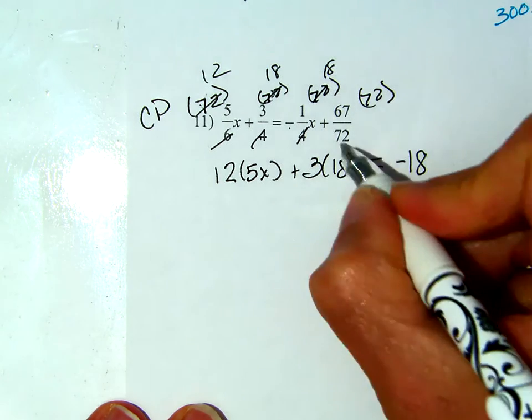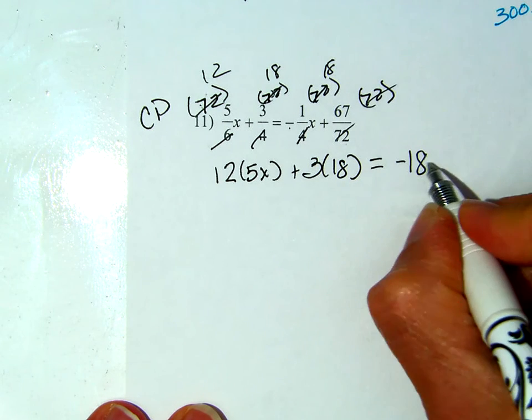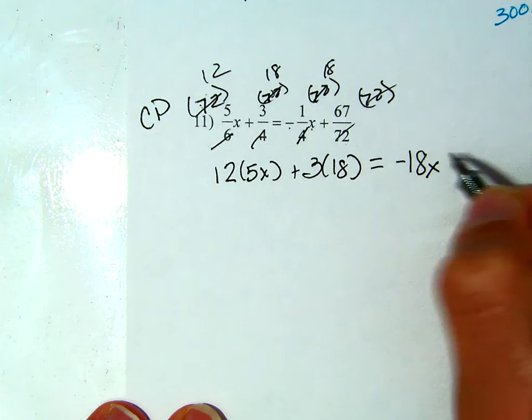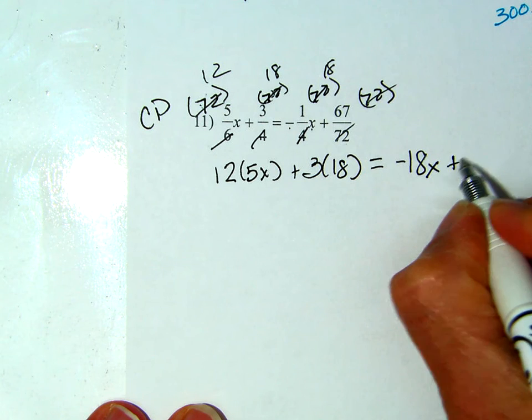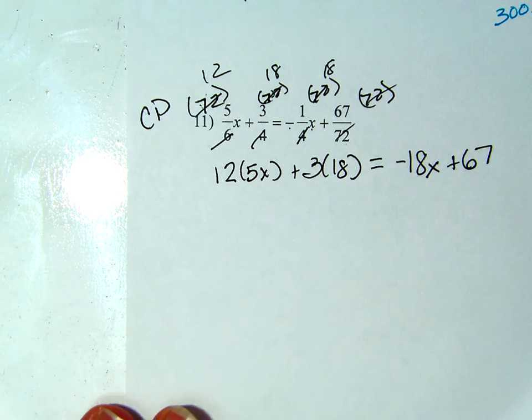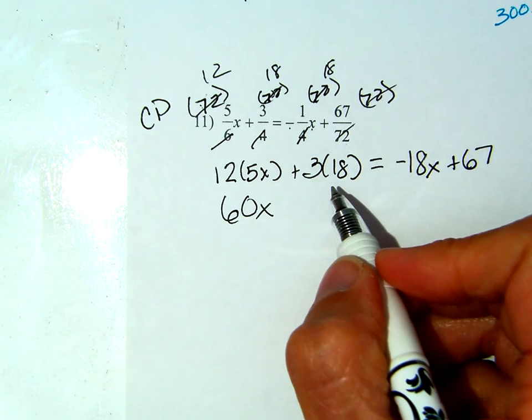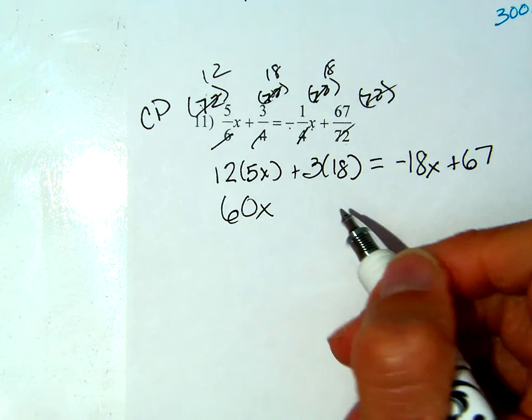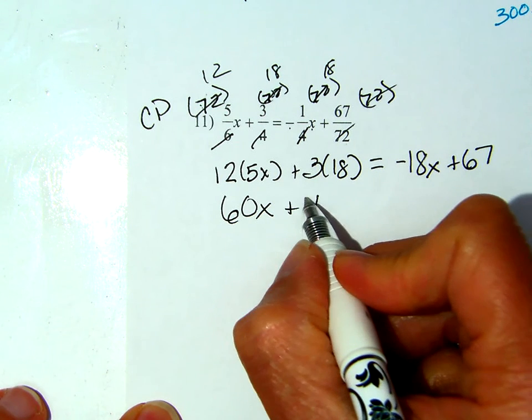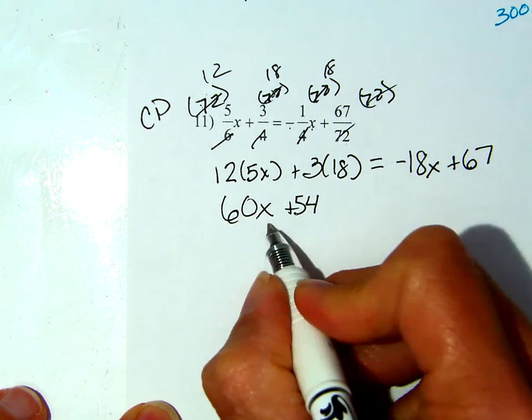And then 72 cancels. Sorry, there was an x here. And then plus 67. So 12 times 5 is 60. 3 times 18, what is that? I don't know. 54. 54. x equals.